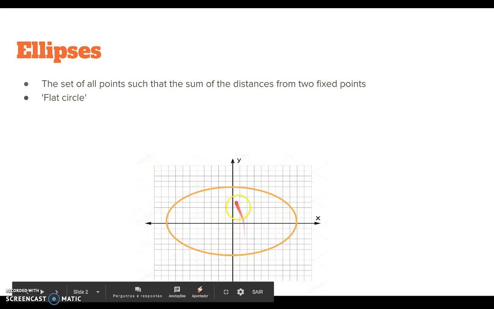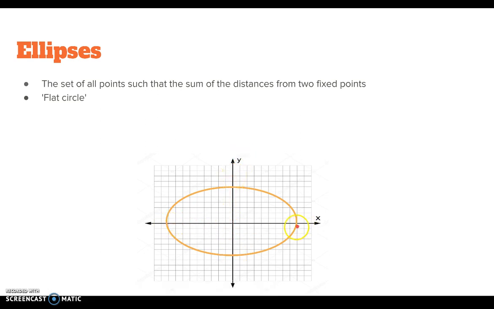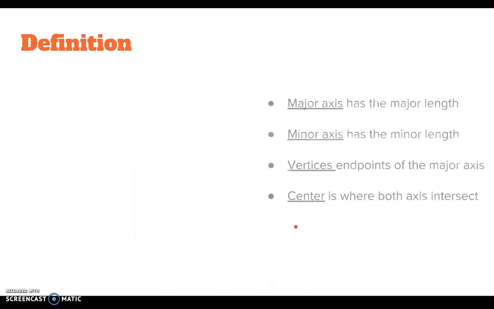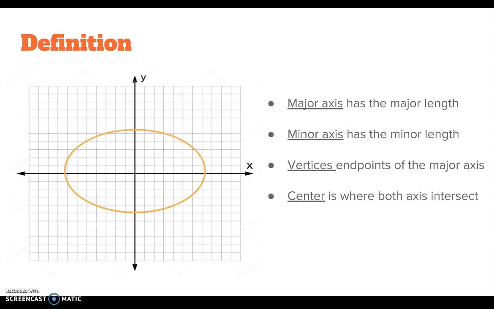There's always going to be a minor axis, in this case the y radius, and the x radius, which is the major axis. So the definition: the major axis has a major length. In this case the x radius has the major length, and the minor axis has a minor length, in this case the y-axis.